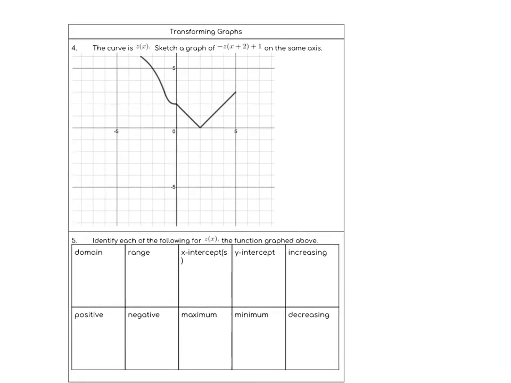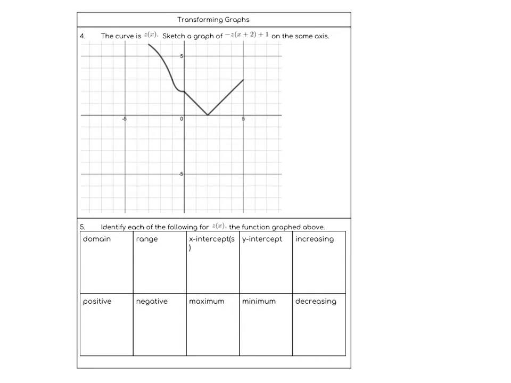The curve is z of x. Sketch a graph of negative z of x plus 2, plus 1. All right. So this is going to move me left 2. It's going to flip or reflect, and then up 1. So let's take care of the y stuff first, because we can move left 2.